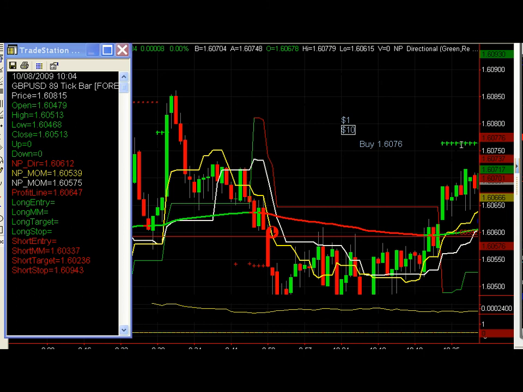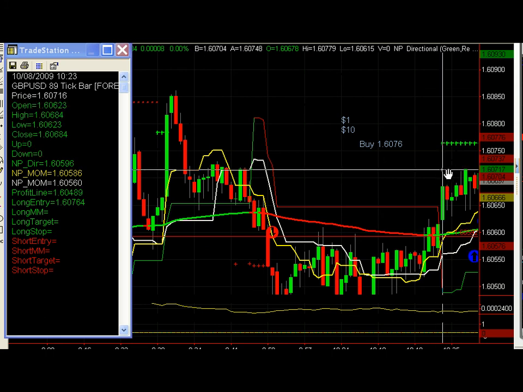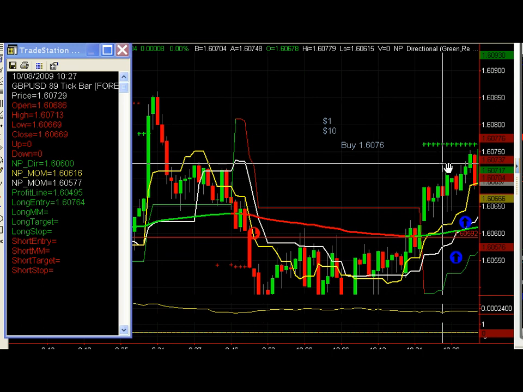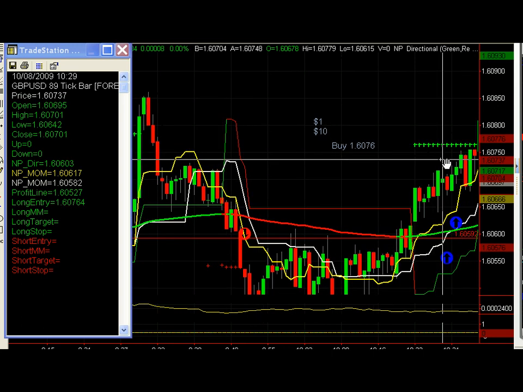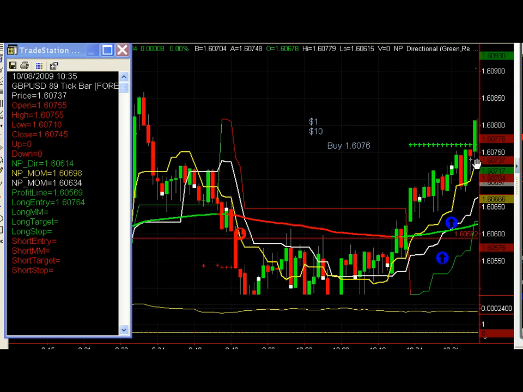So what we're looking for is price to push up and trigger us into this trade here, and we'll show you how we manage the trade as we see it unfold. So we can see here that we actually get triggered into the trade there. So we're what we call long in the trade, because we've bought at 160.76, we've been triggered in.